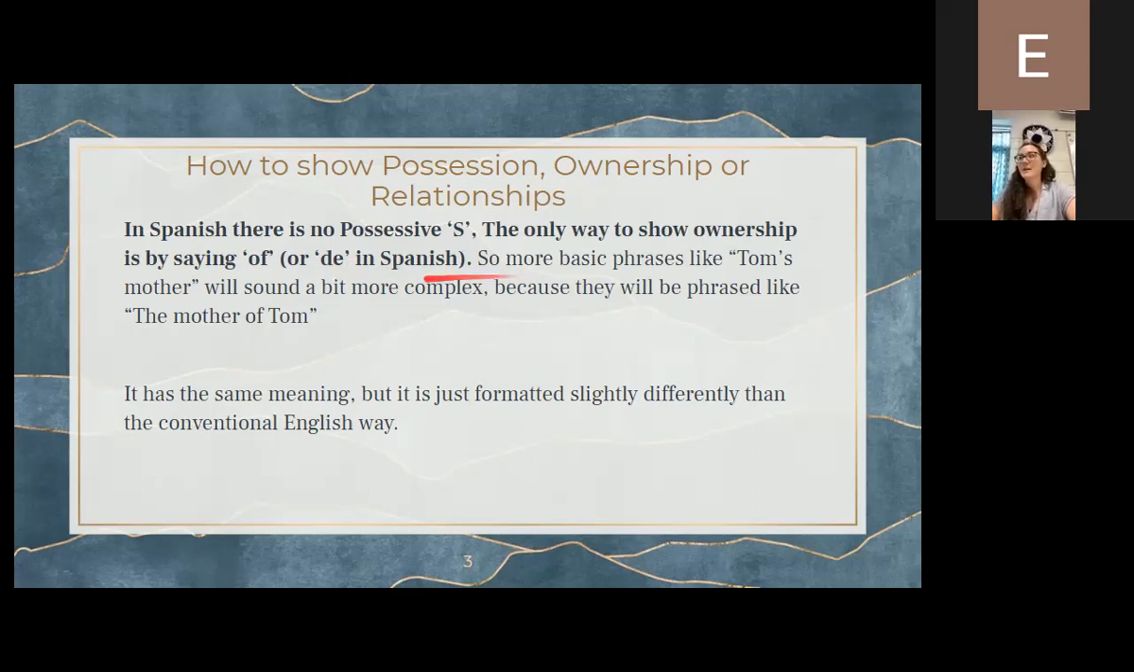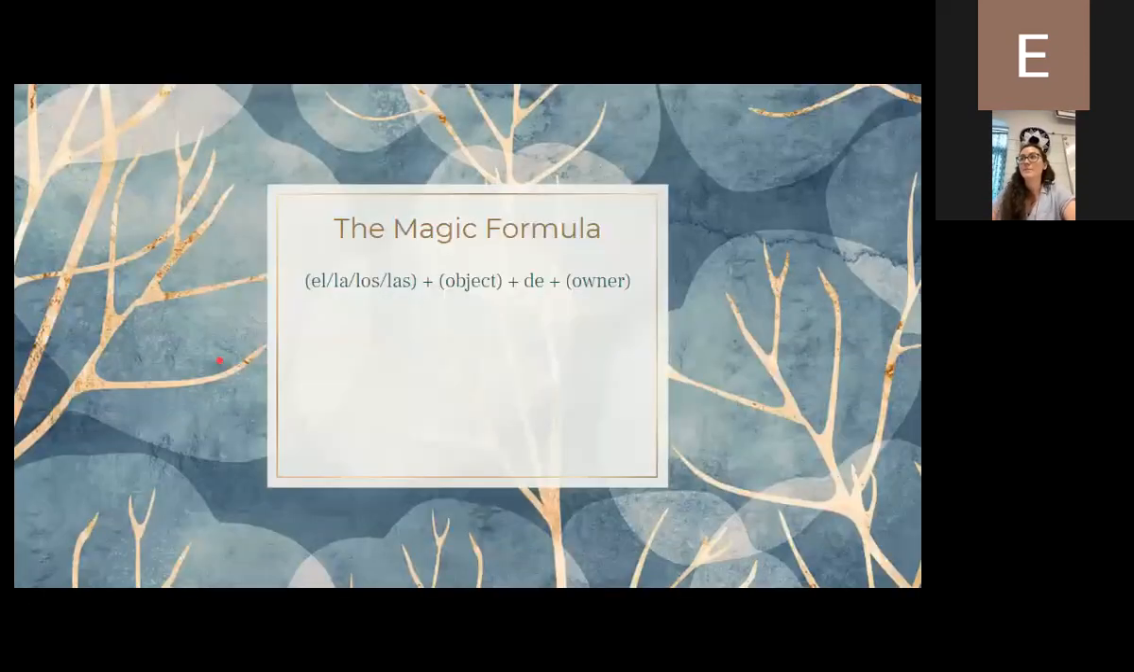So more basic phrases like Tom's mother will sound just a little bit more complex, because they're going to be phrased the mother of Tom. So it has the exact same meaning in conversation, but it's just formatted a little bit differently.